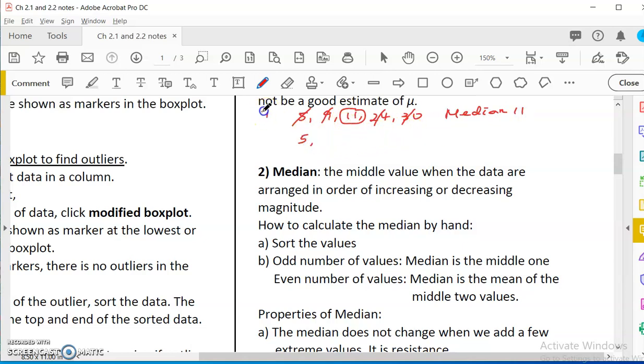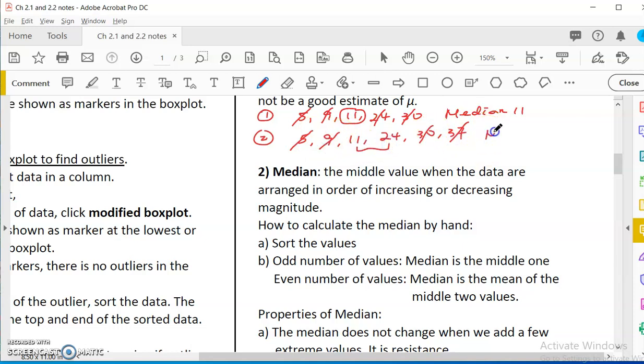But if I have, so this is set number 1. Set number 2, if I have 5, 9, 11, 24, 30, 37. Okay, so I have an even number of data values. I have 6, right? So I would still cross out one pair, cross out one pair. Oh, I have 2 in the middle.